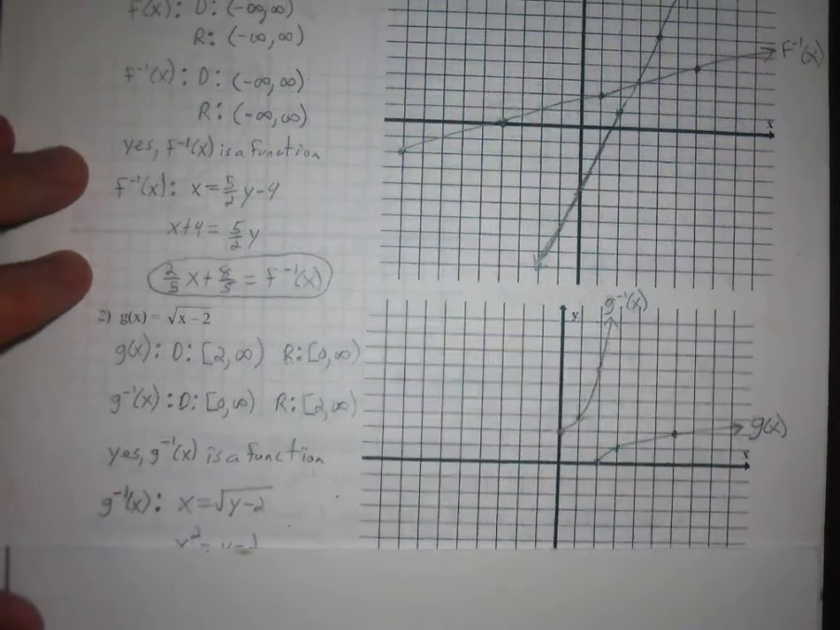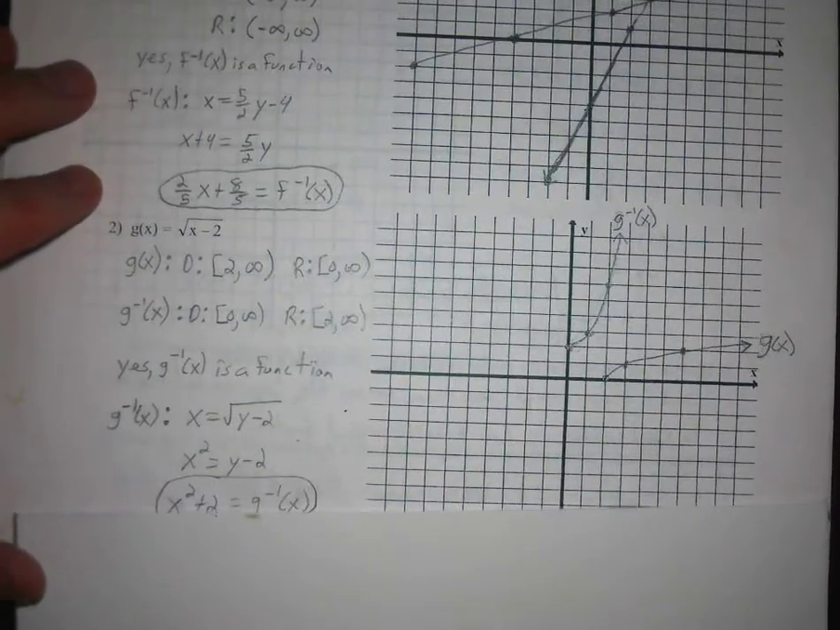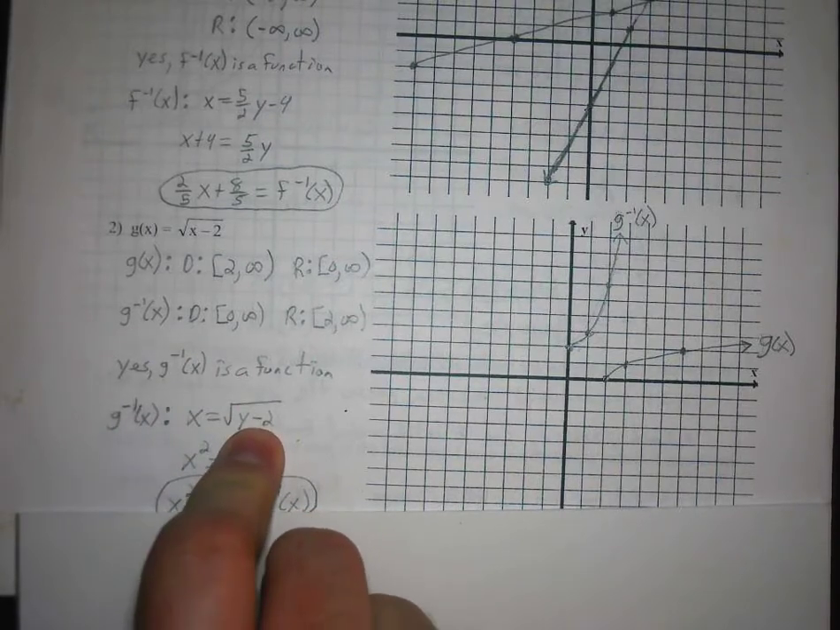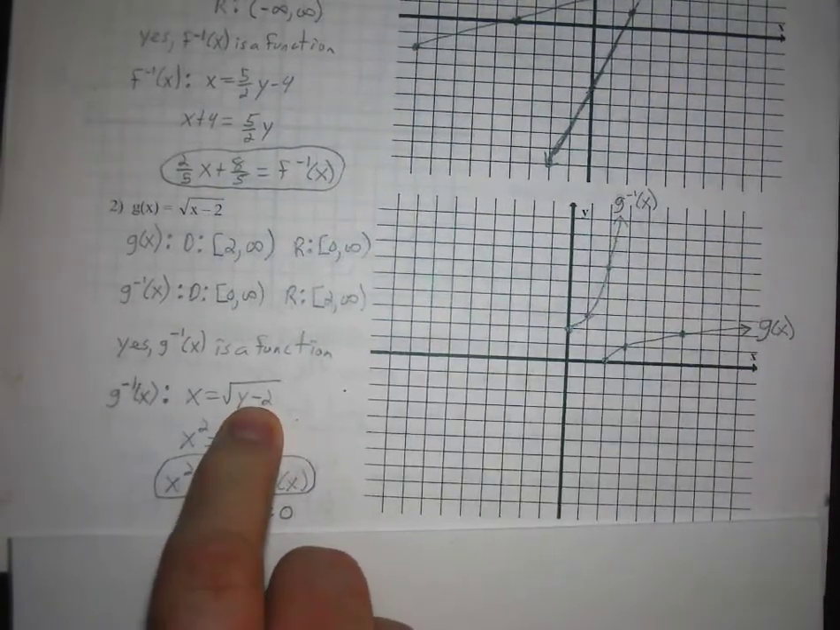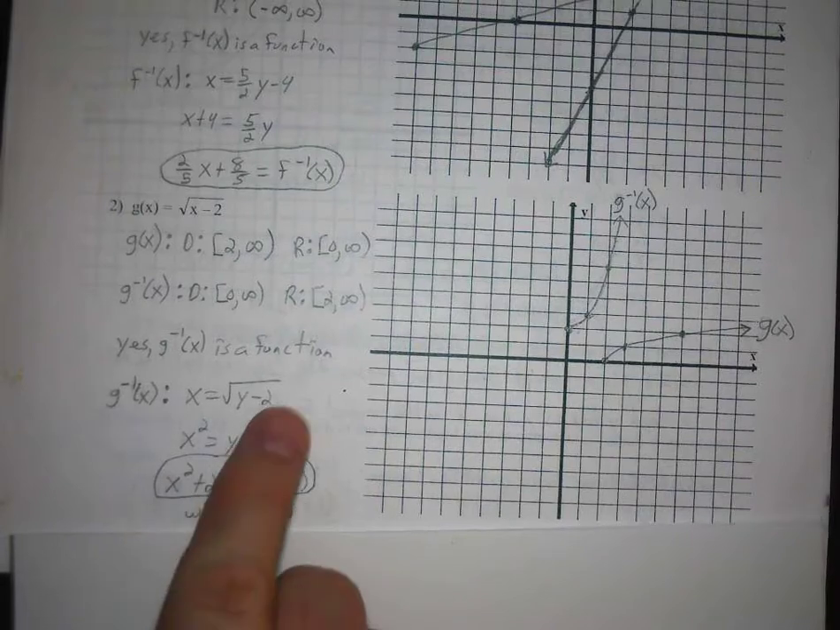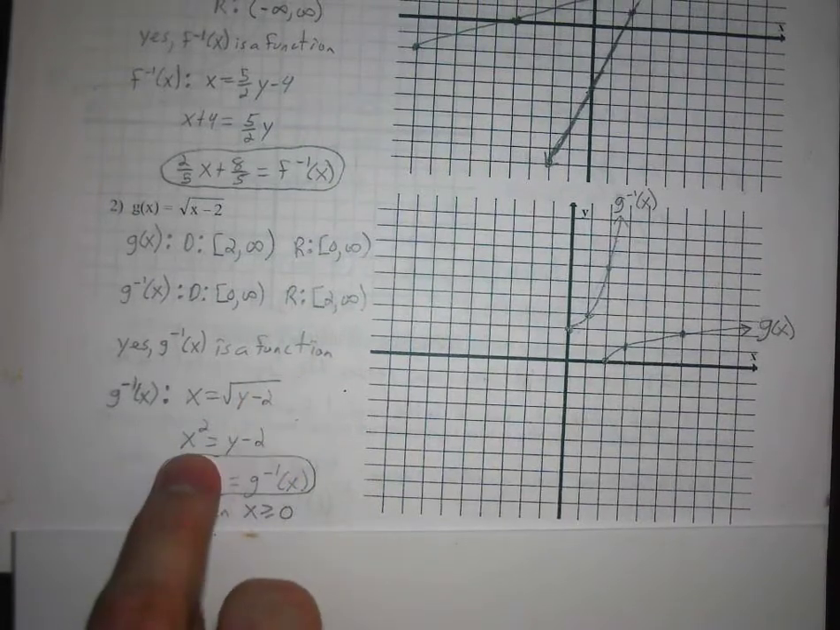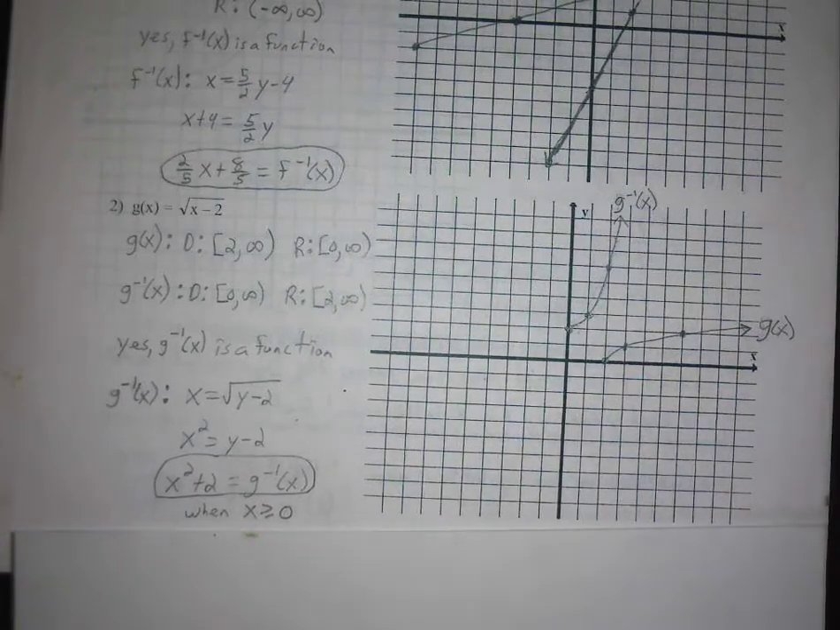So the equation of the inverse, again, you switch x and y, so x equals the square root of y minus 2. To get rid of the square root, you square each side, so that'll get rid of the square root here and give you x squared on the left side, and then add the 2. So g inverse of x equals x squared plus 2.